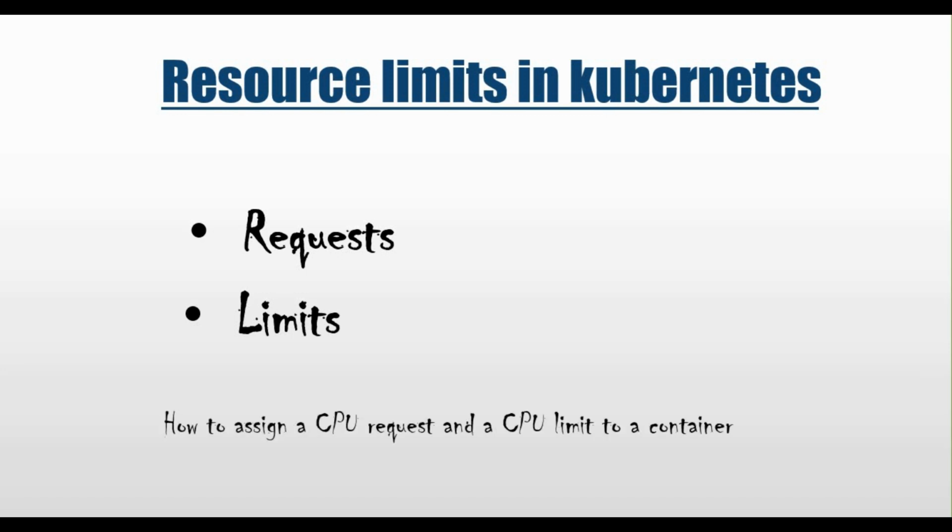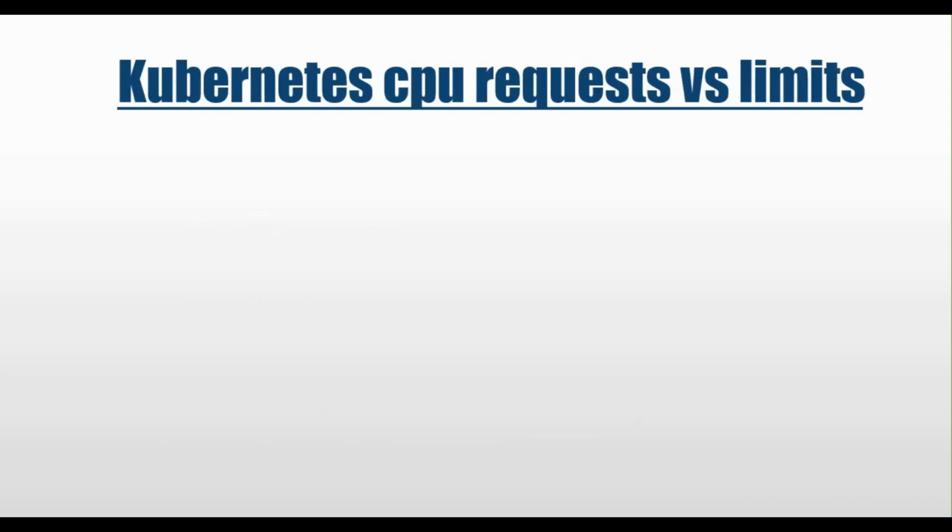What we will see in this tutorial is how you can assign a CPU request and CPU limit to a container so that you can control the usage of your container. First we will try to understand the difference between request and limit. Let's talk a little bit about what they are, so you can clearly understand what it does when you give this configuration in your manifest file.